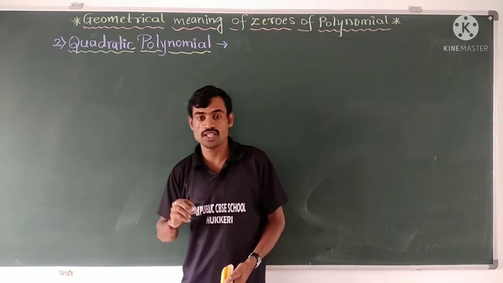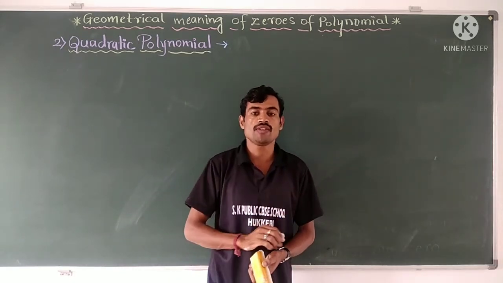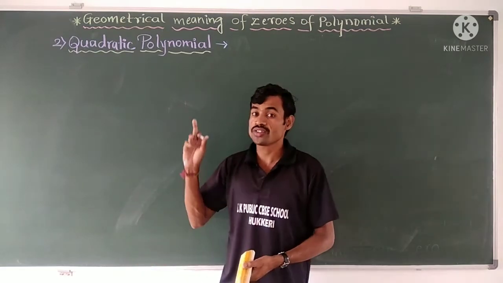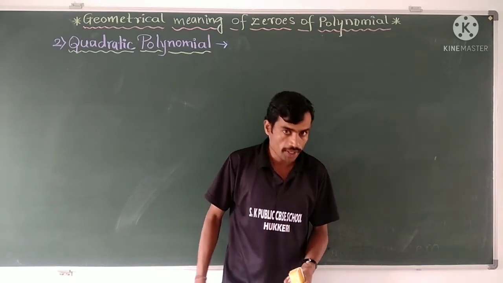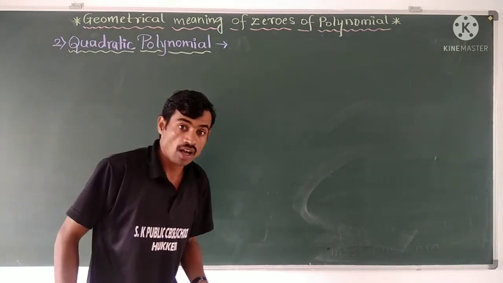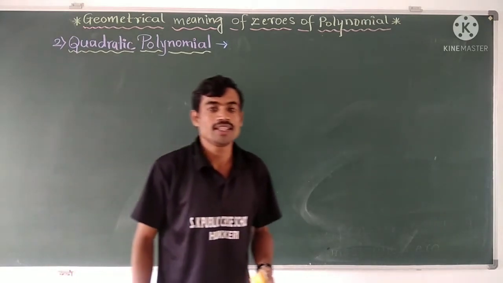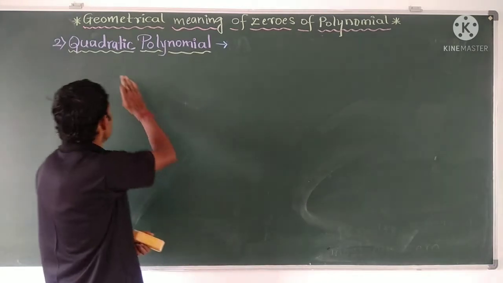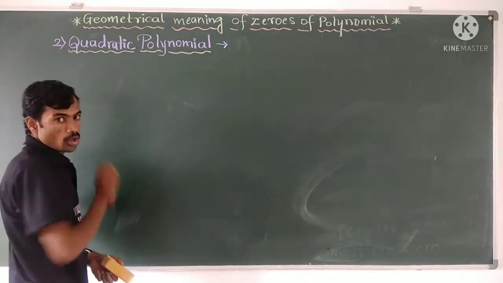And here we have to see the quadratic polynomial. Also we discussed in the previous class how many zeros a quadratic polynomial has at most. So a quadratic polynomial has at most 2 zeros, and the graph obtained by constructing a quadratic polynomial is always a parabola. Clear? So what is the meaning of this? That is the geometrical meaning of zeros of a quadratic polynomial.